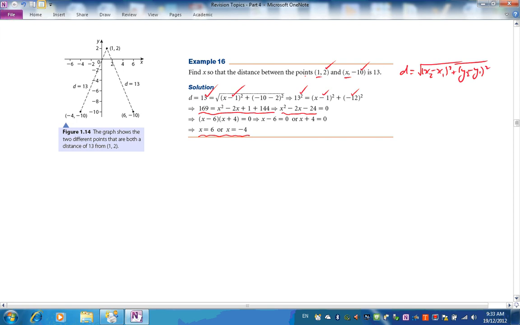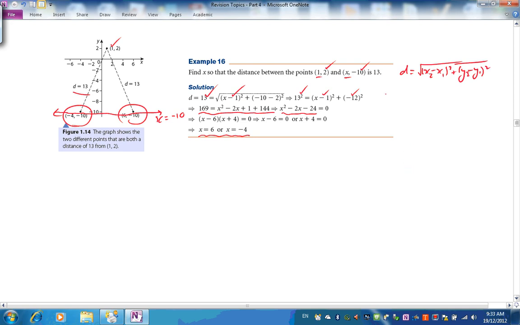So we've got the point here, (1, 2), and (x, -10). So (x, -10) must lie somewhere on the line y equals -10. And so there are 2 points which are 13 units away, one over here and one over here. So x is 6 or x is -4, and they both must have -10 as the y coordinate. So that's an interesting variation on the problem.